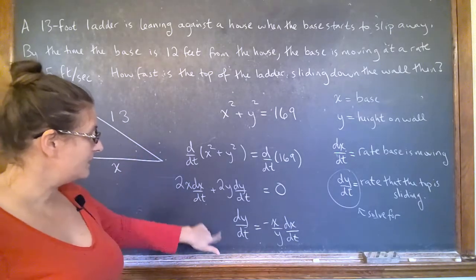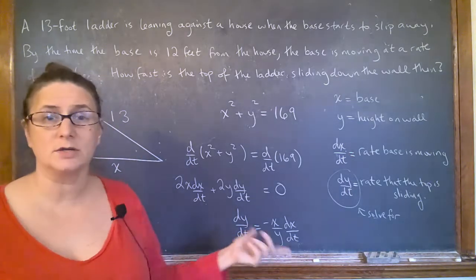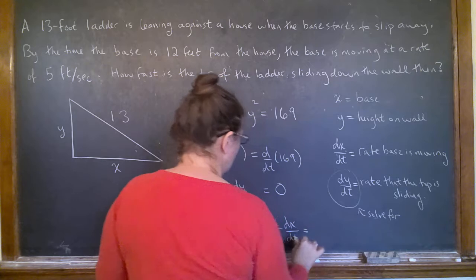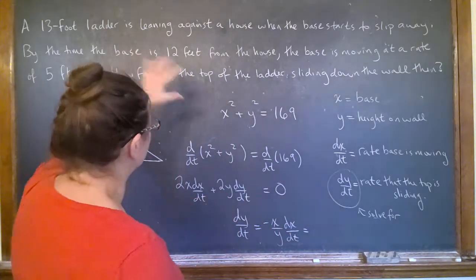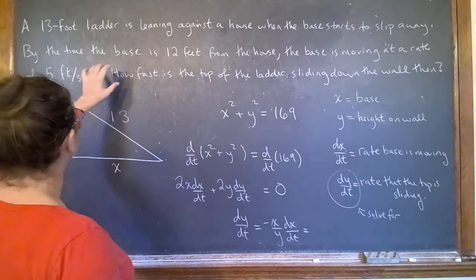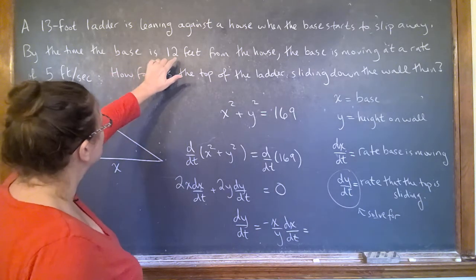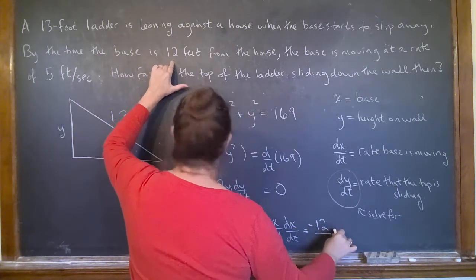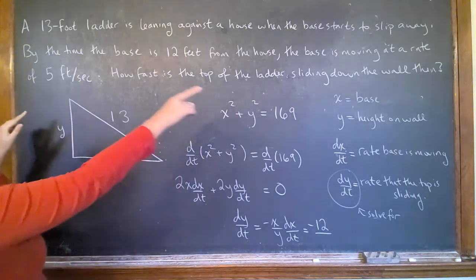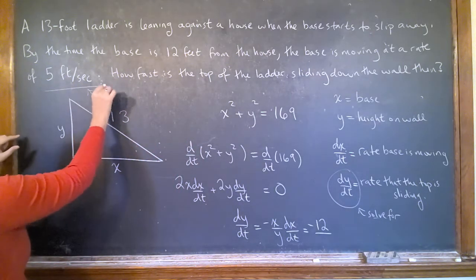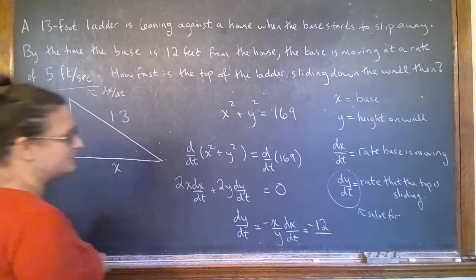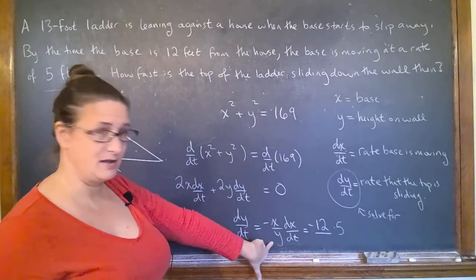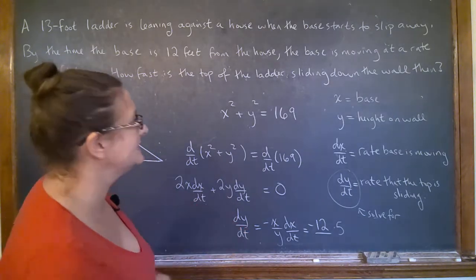Now that I've solved for my dy dt, I can start putting in the numbers that were in the problem. The time that they're asking about is the time when the base is 12, so x is 12. And this is dx dt, the rate the base is moving, so I can put in 5 feet per second there. But I don't know what y is immediately, right? Because they didn't tell me that.